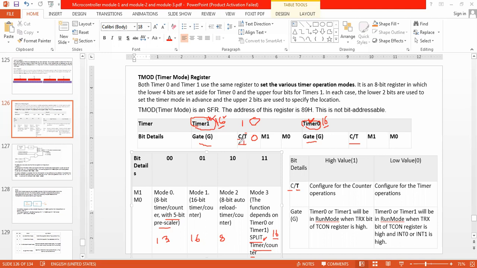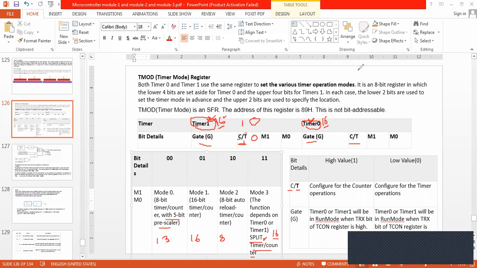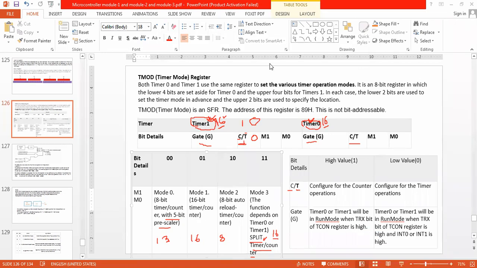So C by T bar is used to select whether the microcontroller is working as a counter, or whether it is using the timers as timers. You may get a doubt here, not an issue. If you go through the previous section, you will understand the difference between counter and timer.